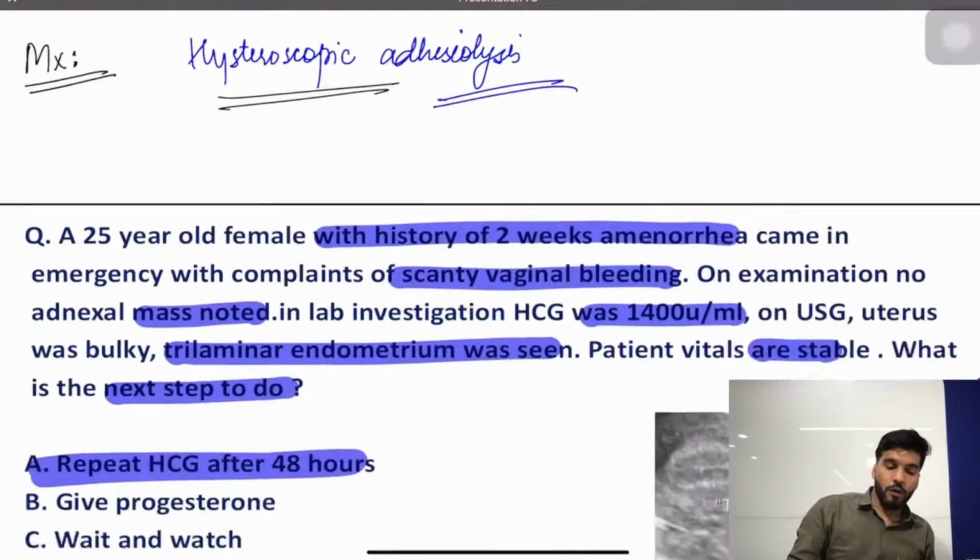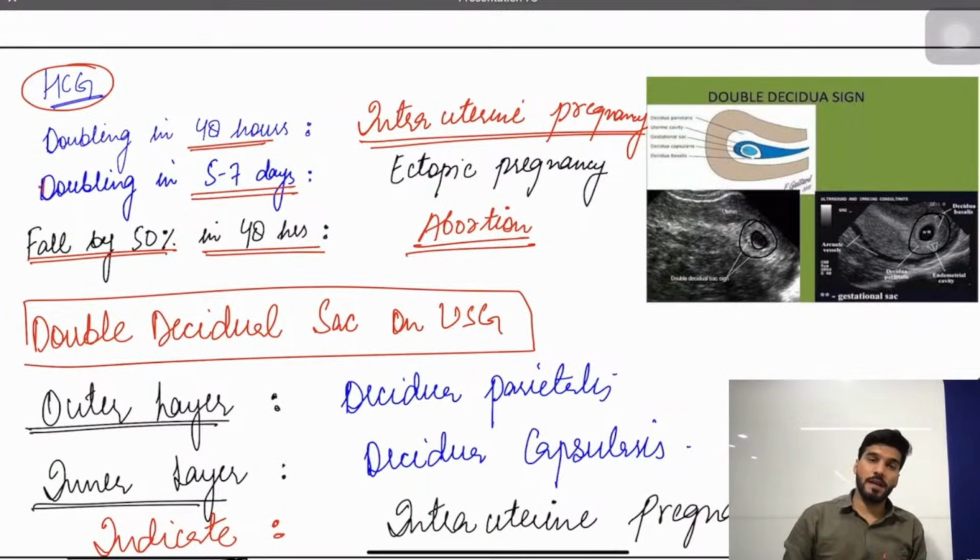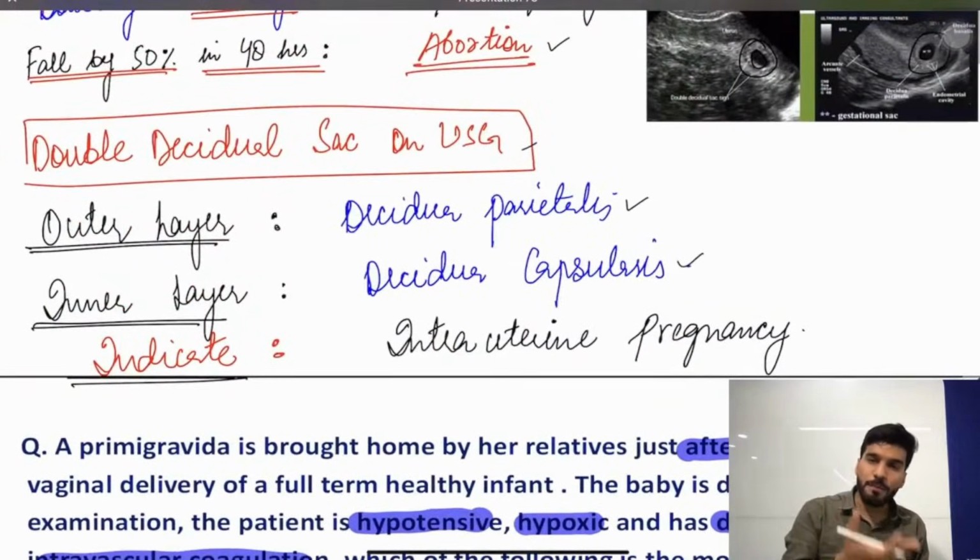Is that clear? Followed by that, we discussed the beta HCG doubling time. If beta HCG doubles in 48 hours, this is a case of an intrauterine pregnancy. If it doubles in 5 to 7 days, it's a classical case of an ectopic pregnancy. And if the beta HCG falls by 50% in 48 hours, this is a case of abortion. Now, double decidual sac on the USG: the outer layer is decidua parietalis, the inner is capsularis, and this double decidual sac indicates intrauterine pregnancy. If this is absent, this is a case of an ectopic pregnancy. Followed by that, we also used to check serum progesterone levels, but that's outdated now. More than 25 nanograms per deciliter and less than 25, but now we don't check the progesterone levels.